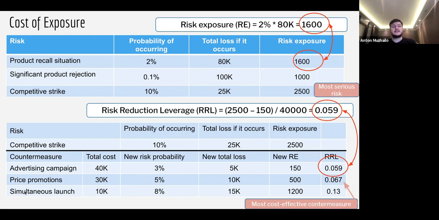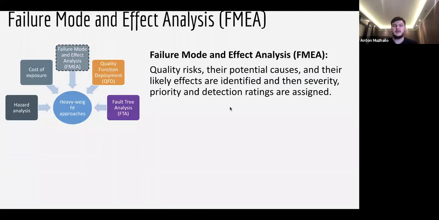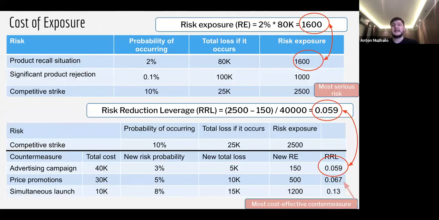And of course, there is the simultaneous launch. We can launch the same day with a competitor, and it will save us, let's say, 25 minus 15, 10K. The new risk probability will decrease only by 2%, and it will cost us exactly the same money that we're going to spend. But in this case, risk will be reduced by 2%. So this will be the most effective countermeasure, even if the risk reduction leverage is very small in this case.